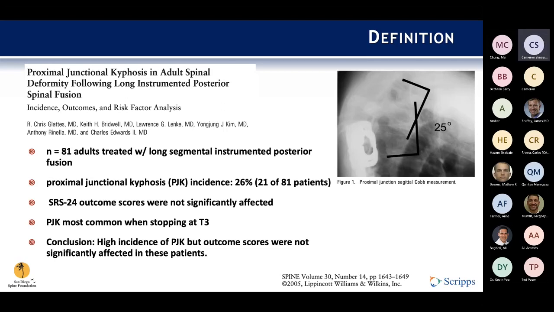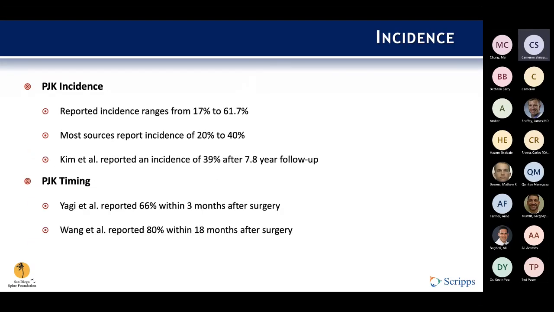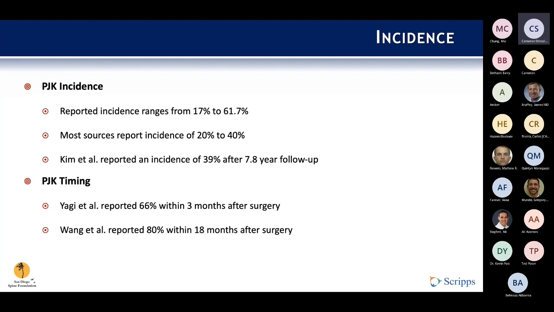When we're looking at incidence rates, which this next slide will have more of those broken down, you can see across the board different values, and it depends on the definition applied in some of these papers. You can see anywhere from 17% to 61.7%, but for the most part, it funnels down into 20 to 40%. And the Kim et al. paper cited a 39% incidence rate at 7.8 year follow-up on average, but I think the minimum was 5 years in any of those patients.